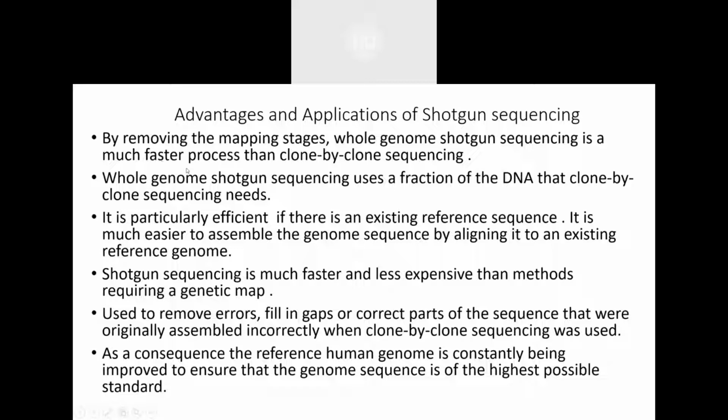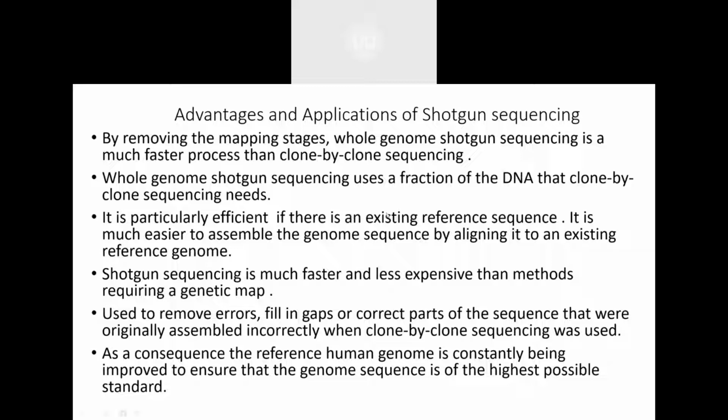Also, whole genome shotgun sequencing uses a fraction of the DNA that clone by clone sequencing will need. It is particularly efficient if there is an existing reference genome. It is much easier to assemble the genome sequence by aligning it to an existing reference genome. Shotgun sequencing is much faster and less expensive than methods requiring a genetic map.